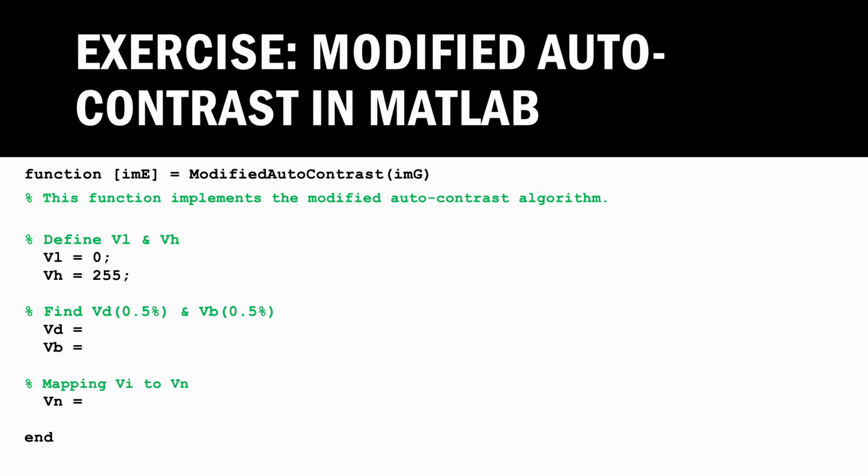Specifically, we will look up the pixel intensity at the bottom 0.5% of the distribution as the new VD, and the intensity at the top 0.5% as the new VB. Once we obtain these values, the formula we used earlier can be applied in the same way. This maps every pixel intensity, VI, from the original image to a new intensity, VN, in the enhanced image. By trimming off just 0.5% at both ends, the modified function avoids being dominated by a few extreme pixels, giving us a more reliable contrast enhancement.